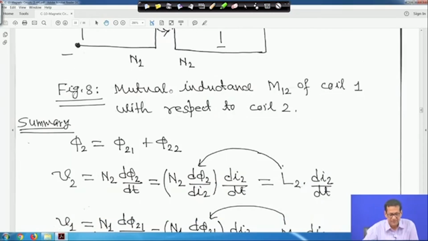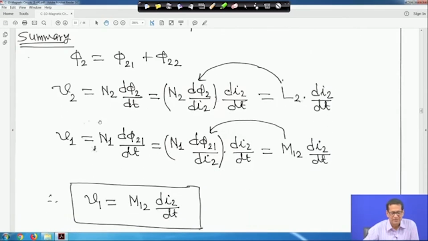So that will be phi 2 equal to phi 2 1 plus phi 2 2, same as before. V2 will be, for coil 2 with N2 turns, N2 d phi 2 upon dt, that is N2 d phi 2 upon di2 into di2 upon dt, by the chain rule. So this is L2 into di2 upon dt, right. L2 is the self inductance of coil 2.